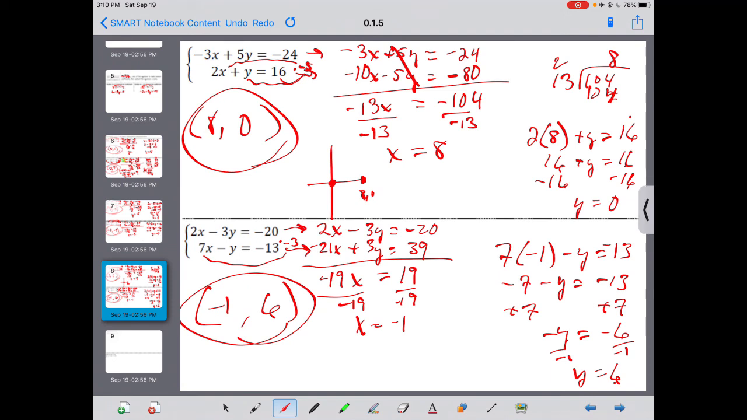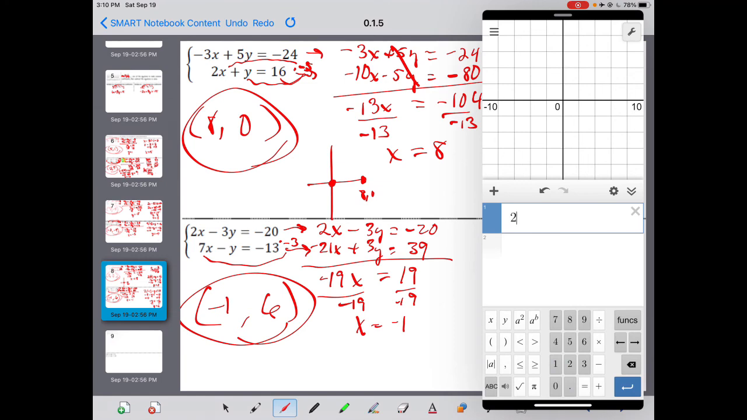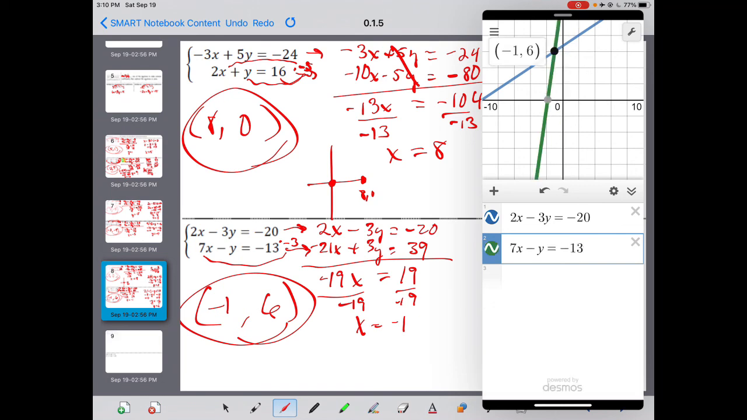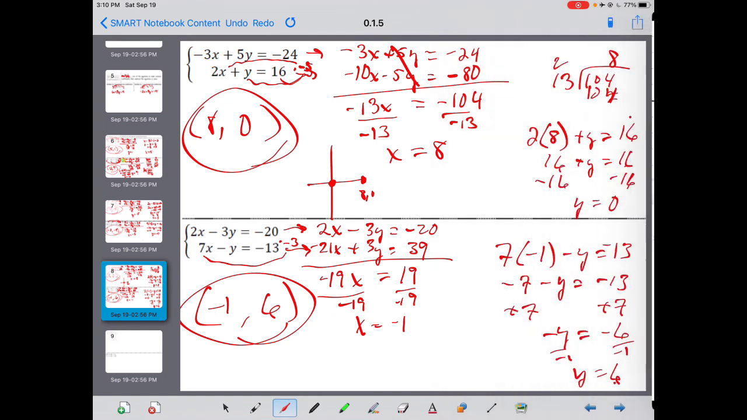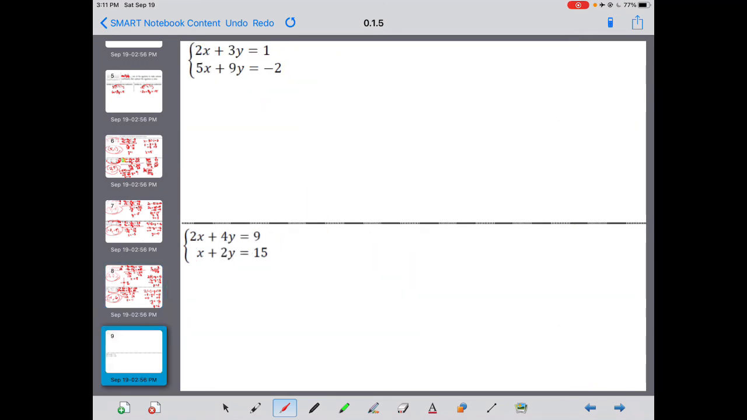Okay. If we need to, we can graph them, double check. Let's see if I can type it right this time. 2x minus 3y equals negative 20. 7x minus y equals negative 13. Mr. Maggart, it's so easy to just graph them in Desmos and see where the answer is. Why don't we do that? Why are we doing all this algebra? Because if you can do it in 2 variables, the 3 variable one is going to do this 3 times. So we want to be able to do it in 2 variables first, then we're going to move into the next section and do it in 3 variables.